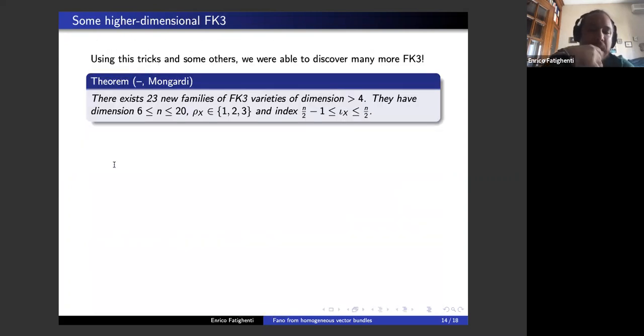Using these tricks and some others, we had this work a couple of years ago in collaboration with Mongardi that in some sense predates all the other results which I've been telling you in the past 40 minutes or so. This theorem with Mongardi tells us that we have 23 new families of Fano varieties of K3 type of dimension greater than 4, in particular of dimension between 6 and 20, with Picard rank either 1, 2 or 3, and the index close to half of the dimension. In fact, it is between the dimension over 2 and dimension over 2 minus 1.